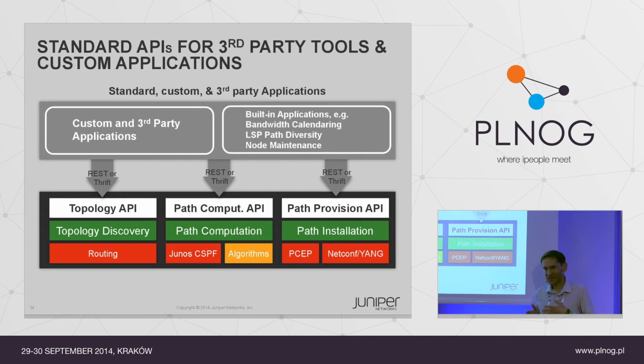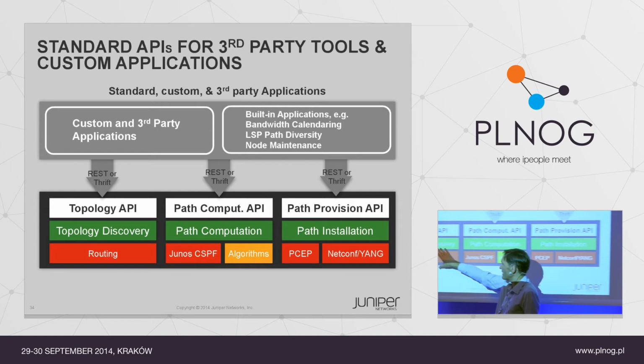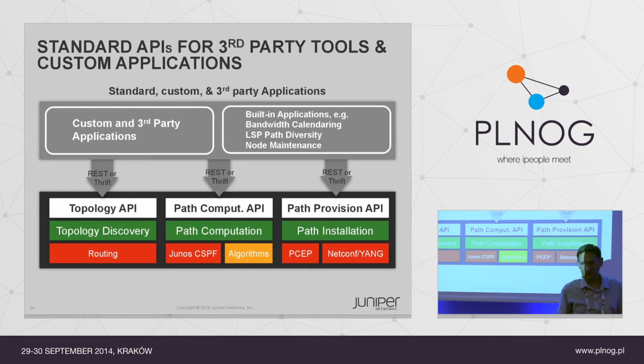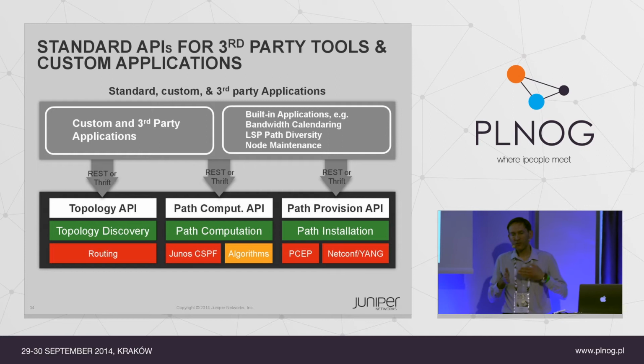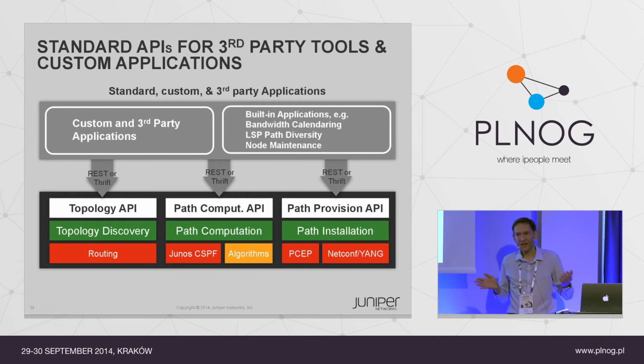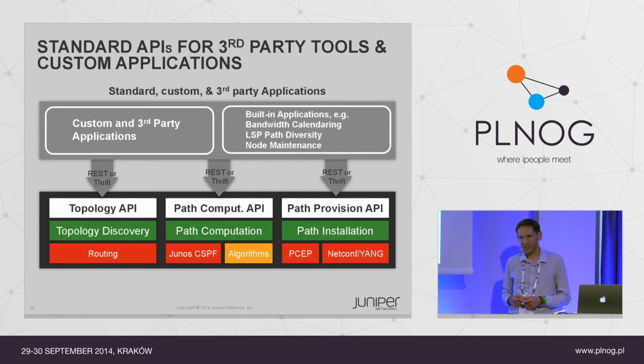And so by way of example, this pillar has a corresponding topology API, and that's the way the controller exposes the topology of the network, the real-time current topology of the network, to an external application. Then you have the path computation API. This is how an external application can request the controller to compute paths according to specific requirements. An LSP with 50 megs of bandwidth between A and F, or a pair of diverse LSPs, one going from A to B, the other going from C to D, each with 100 megs of bandwidth, and they must be strictly diverse. Those sorts of requests can be made via the path computation API.